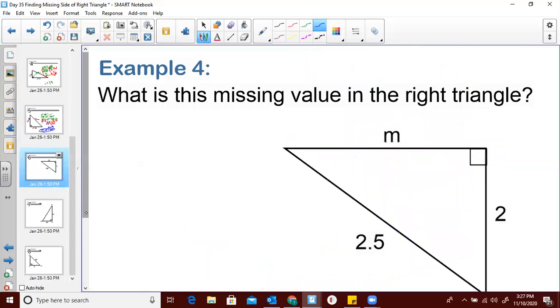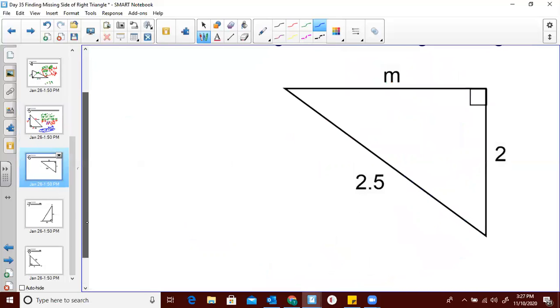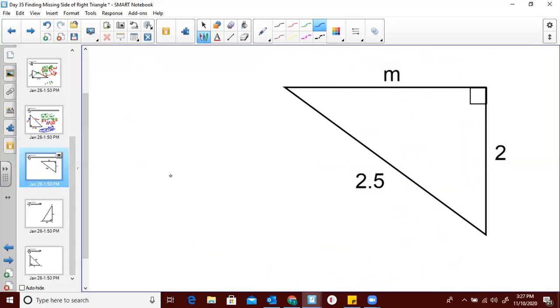All right, let's try another one, but let's see if we can come up with an equation for this. I'm going to stick with B being the value that we're looking for. So what I have here is 2, 2.5, and an M. Well, I know that this is a right triangle because it's my right angle symbol, which means that my hypotenuse is 2.5. All right, so that's my C. I'm going to keep this as my A. Remember, and we're going to look for B here.